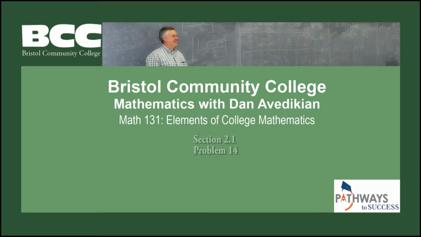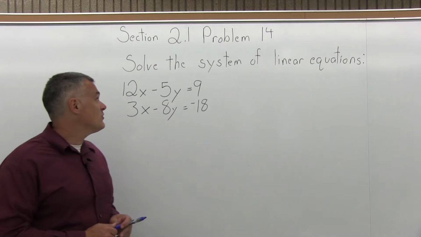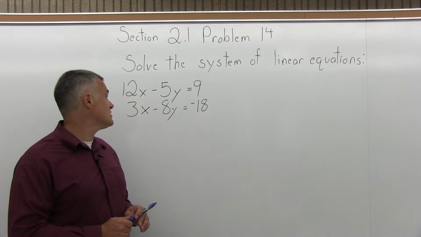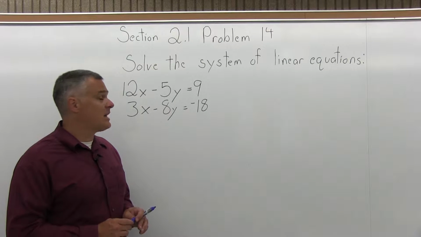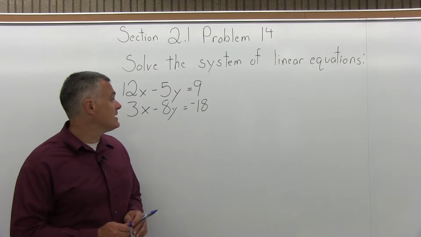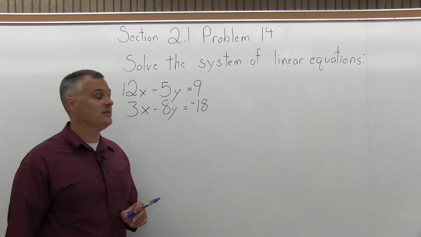Bristol Community College, Mathematics with Dan Avedikian, Math 131, Elements of College Mathematics, Section 2.1, Problem 14. This is number 14 from Section 2.1. Solve the system of linear equations 12x minus 5y equals 9 and 3x minus 8y equals negative 18.